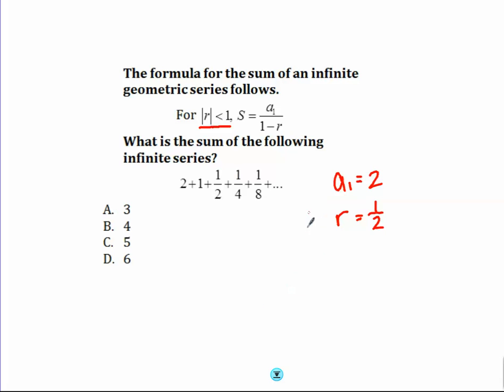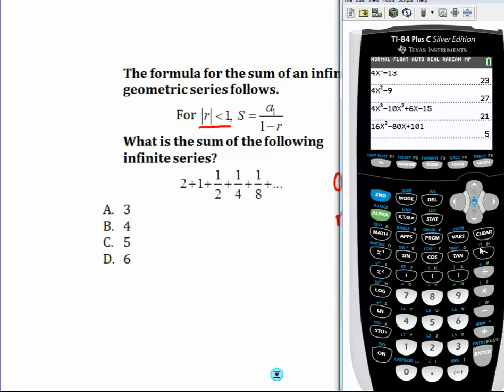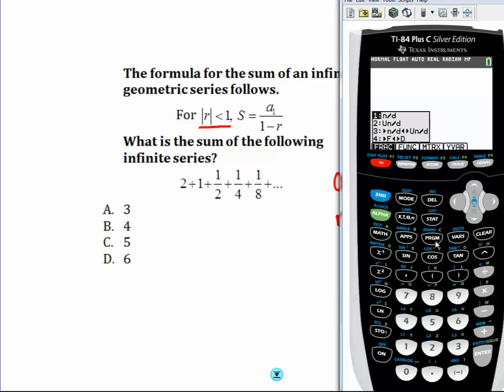Okay? Now you just plug these into the calculator. So you have a1, which is 2, and let's use the fraction button first. So alpha y equals, enter. a1 is 2 divided by 1 minus r, which is 1/2, or 0.5. And that gives you 4, which is your answer.